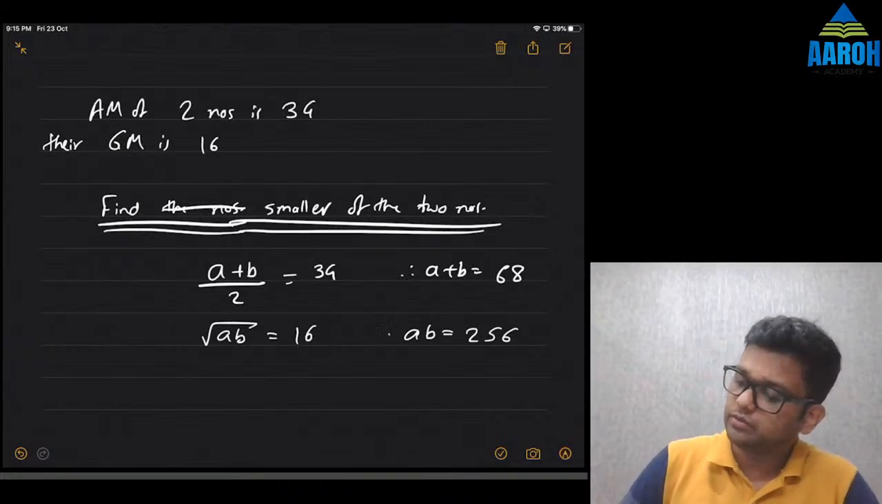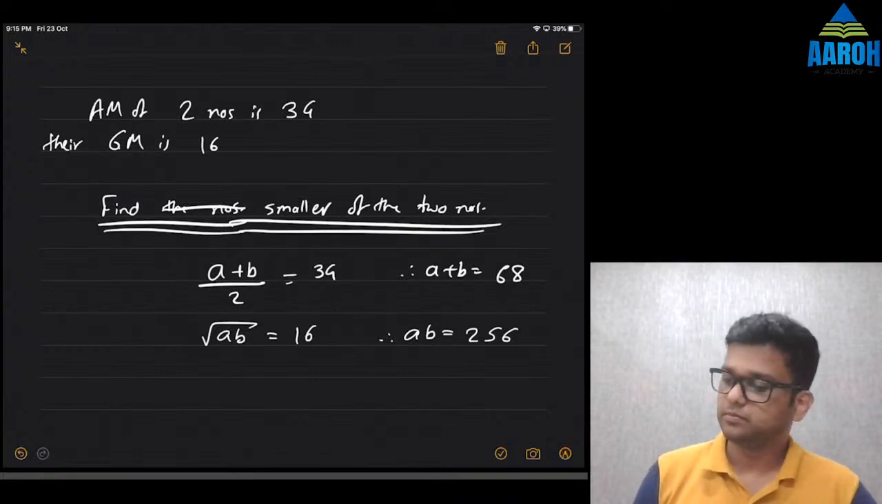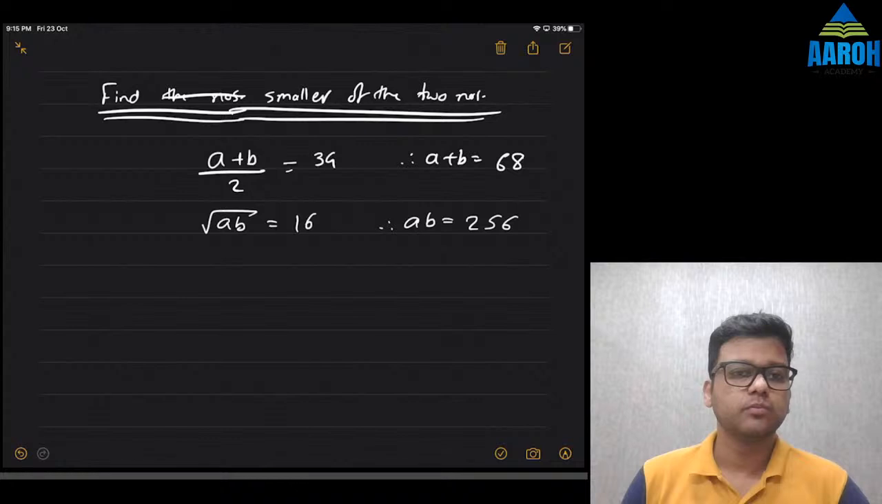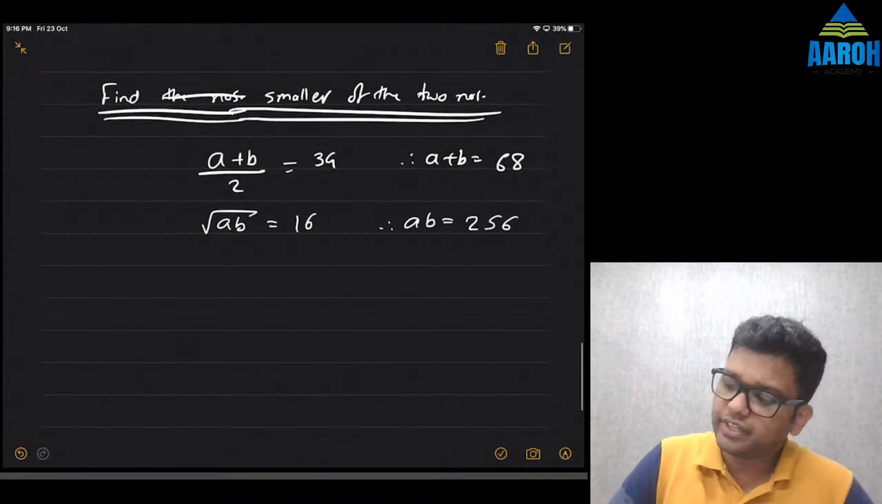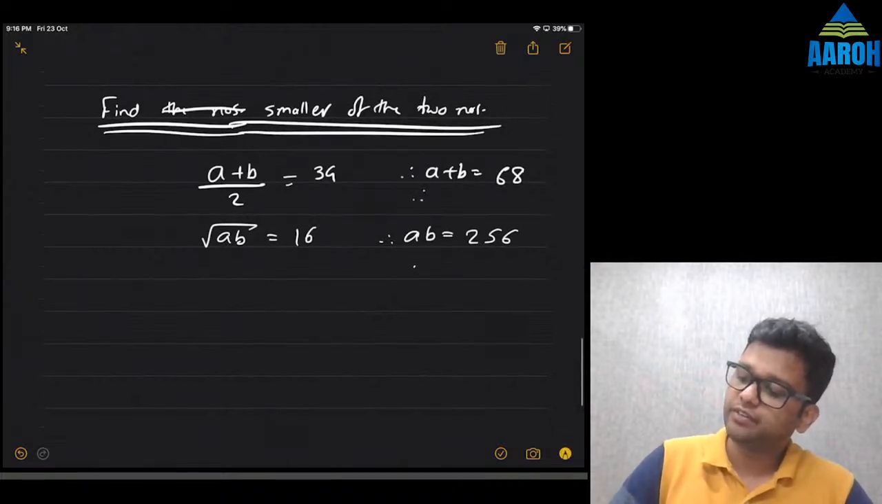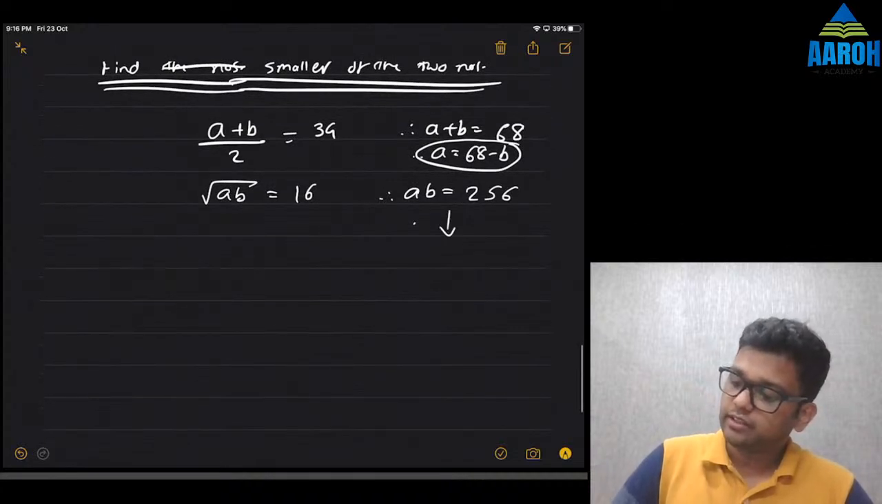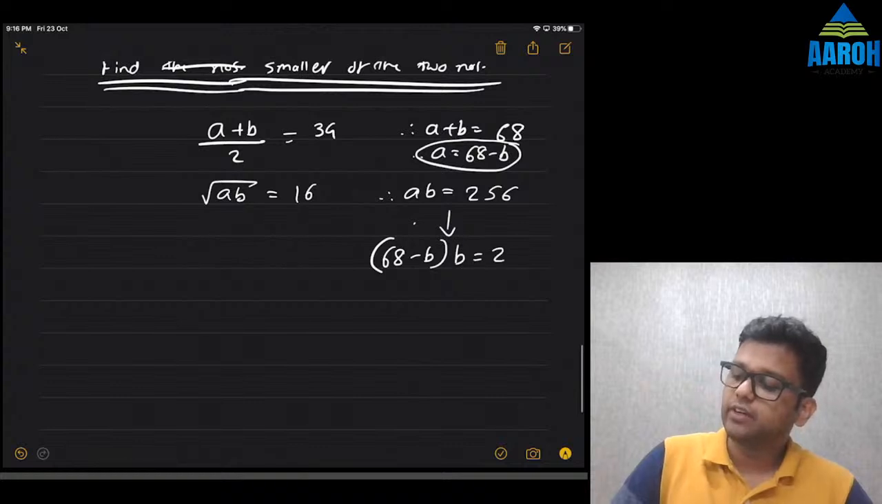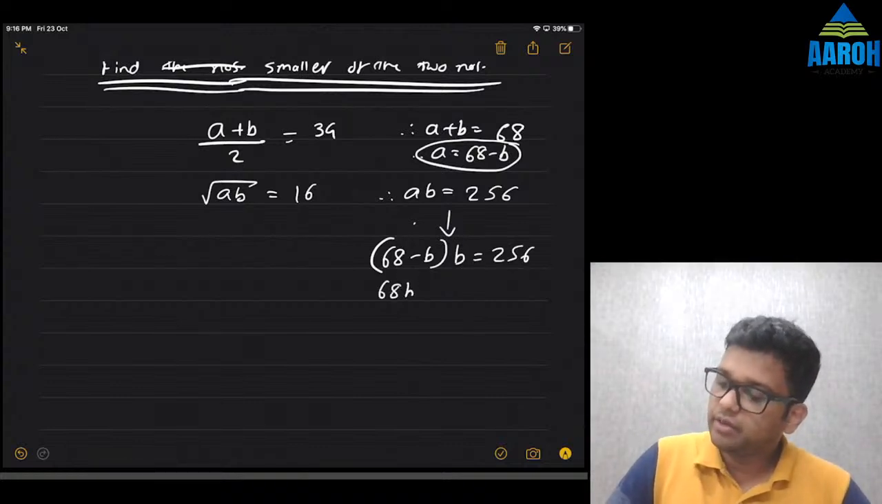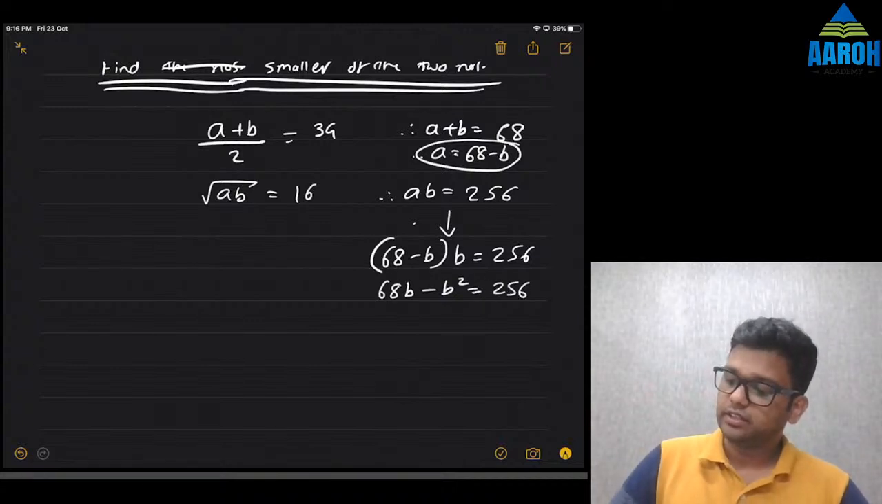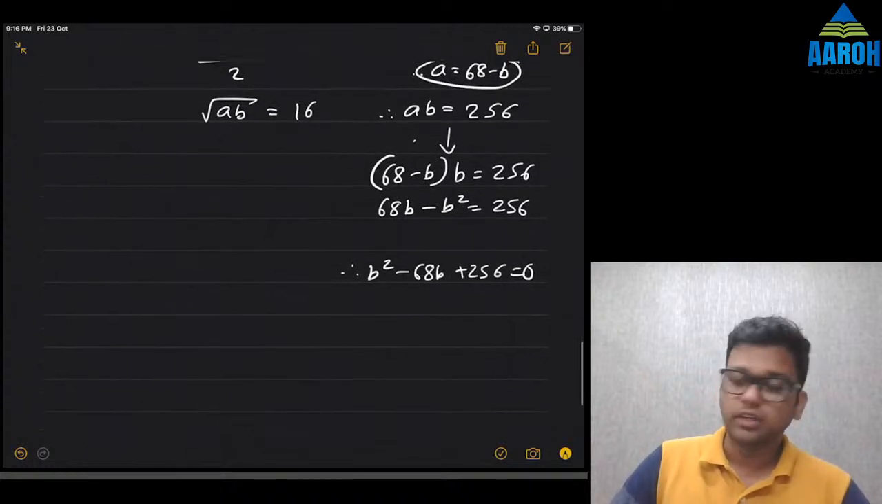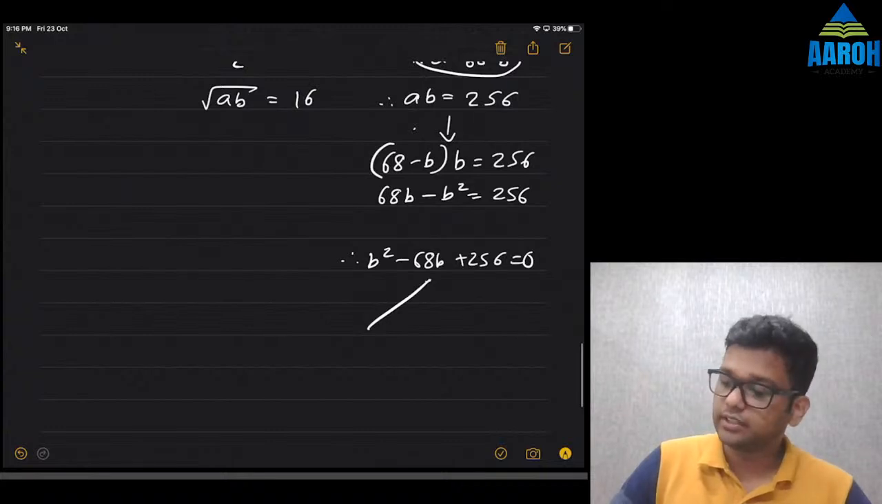So how to solve this now? We can form a quadratic equation. AB is equal to 256, and A plus B is 68. Therefore, A is equal to 68 minus B. Right? So let's put it: 68 minus B into B is equal to 256. Therefore, 68B minus B square is equal to 256. Therefore, B square minus 68B plus 256 is equal to 0. This is a quadratic equation. We can solve this to get the answers.